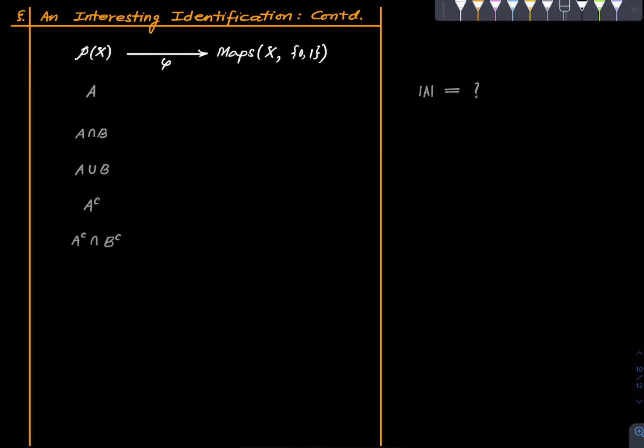Okay. So now we will get back to our identification. So this was our bijective map, which takes a subset to its indicator. So that we can rewrite. It takes a subset to its indicator. What happens to A intersection B? What happens to this?